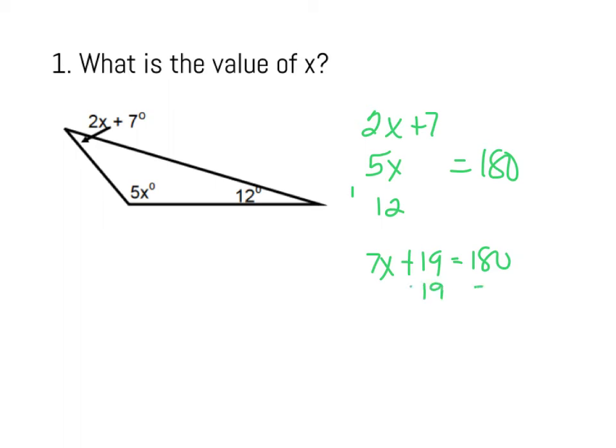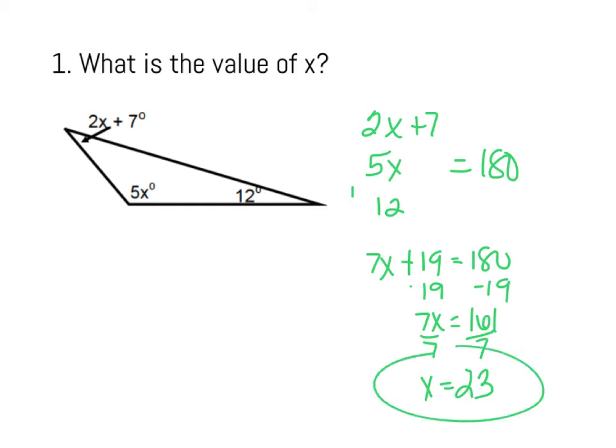So I'm subtracting 19 from both sides to get 7x equals 161. I'm going to divide both sides by 7, and I get x equals 23. Going back to my question asked for the value of x, so I am done, and x equals 23.